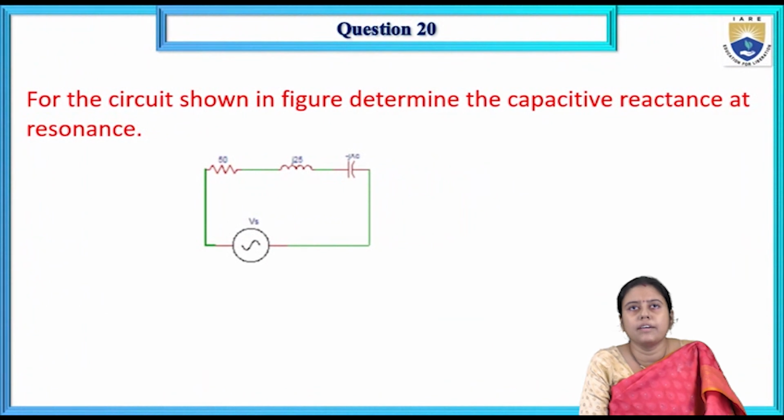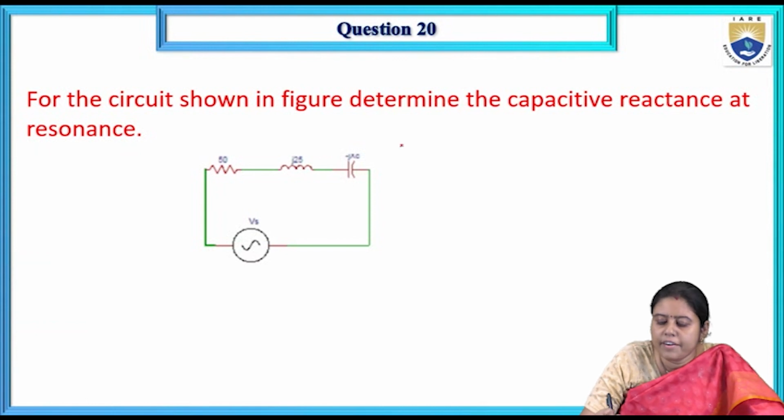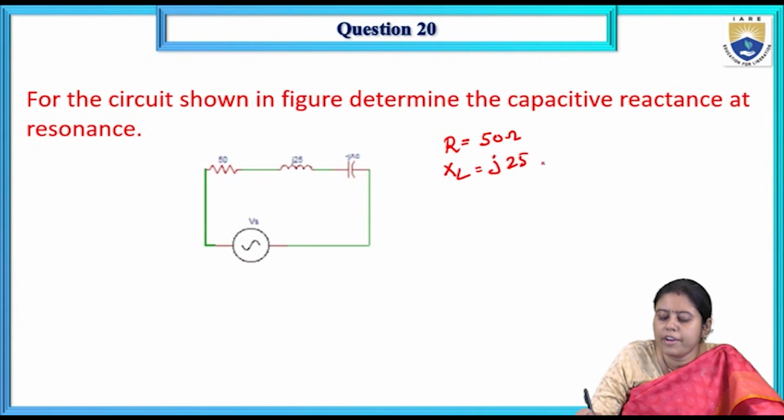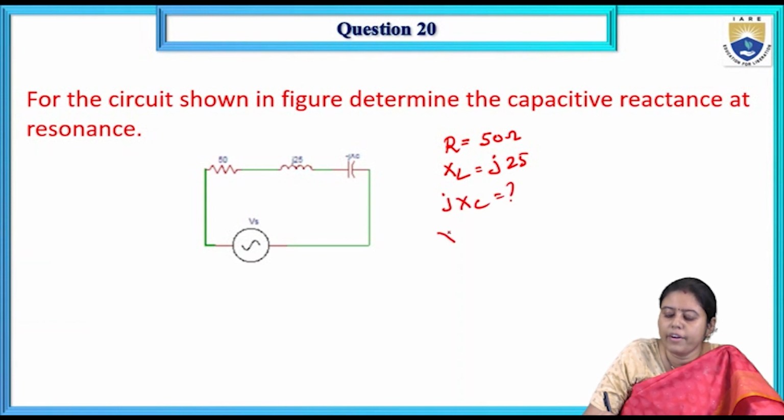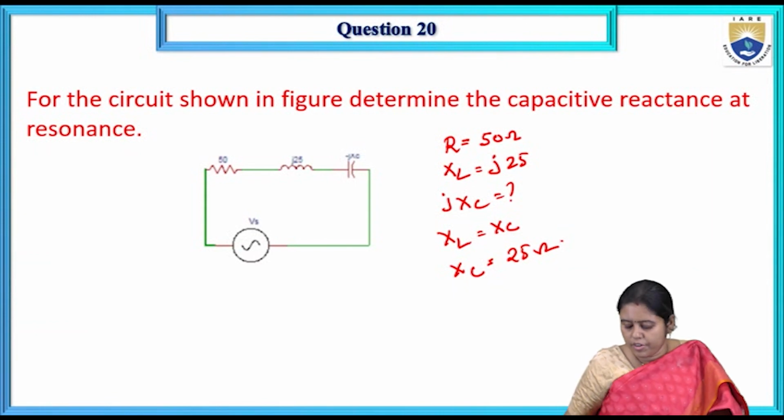Now we are moving to question number 20. For the circuit shown in the figure, determine the capacitive reactance at resonance. Here you can see that the resistance value is given as 50 ohm. XL value is given as j25, so XL is 25 ohm, and jXC we have to calculate. We know XL is equal to XC for a resonant condition. So what will be the value of XC? XC value will be 25 ohm only.